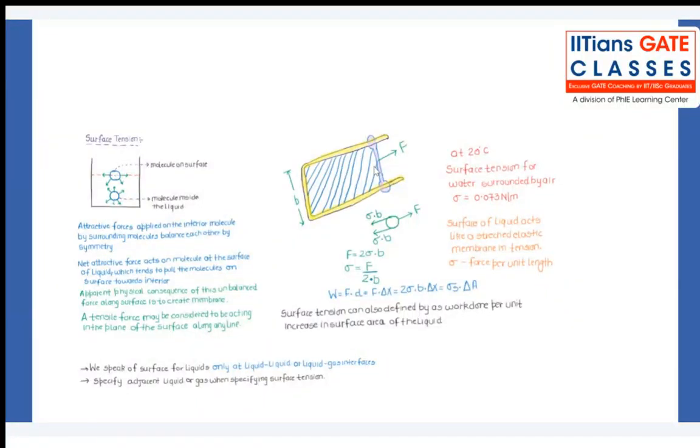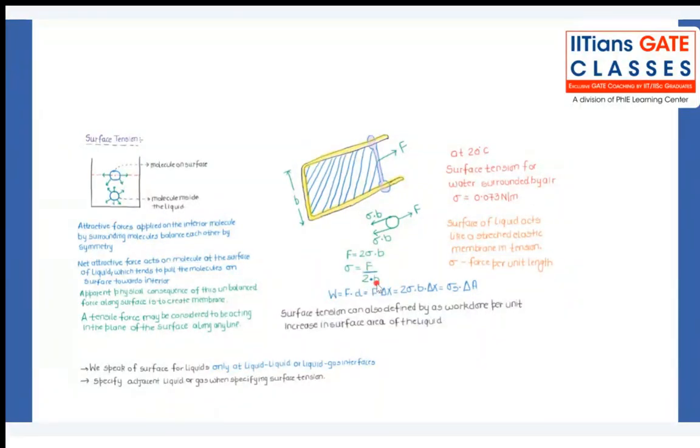So what happens if you try to do a force balance? You are applying a force F on this bar, and these two soap films on the other side will be opposing that force, and the magnitude of that force will be nothing but sigma, which is force per unit length, multiplied by the length. So sigma into b. If you consider this entire height b, it will be sigma into b on this side and sigma into b on this side. So if you do the force balance, force is 2 times sigma into b, and sigma will be F divided by 2 times b.